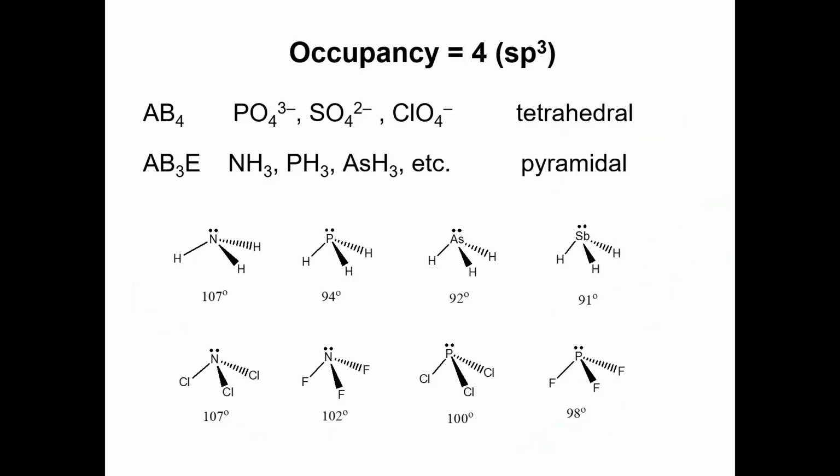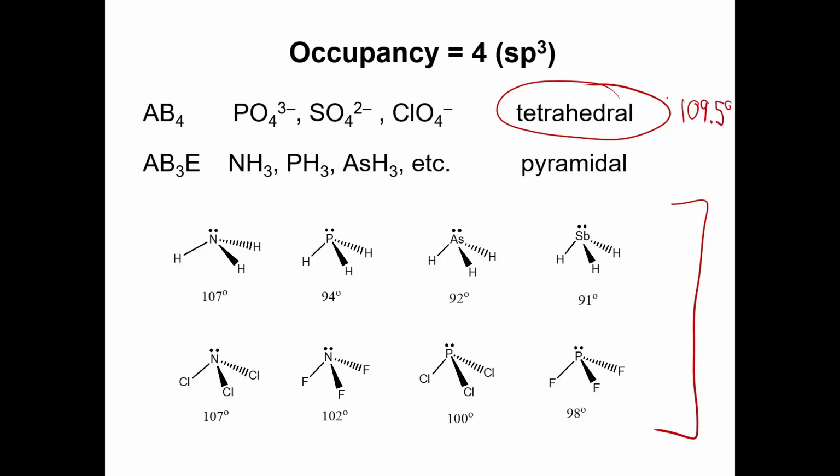Looking at AB4, tetrahedral, there are several examples here. Phosphate, sulfate, perchlorate, they all have no lone pairs and 4 bonded oxygens. They are all tetrahedral. If you replace one of them with a lone pair, we have several examples here, all shown underneath. All of these are examples of AB3E, which are all pyramidal. And if you remember, a perfect tetrahedron has a bond angle between atoms that is 109.5 degrees.